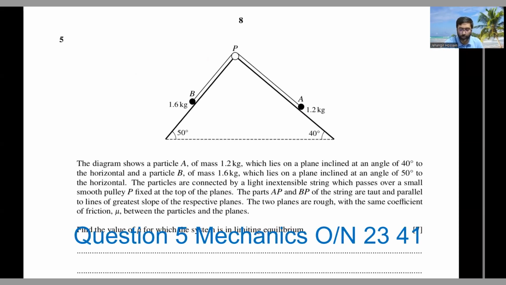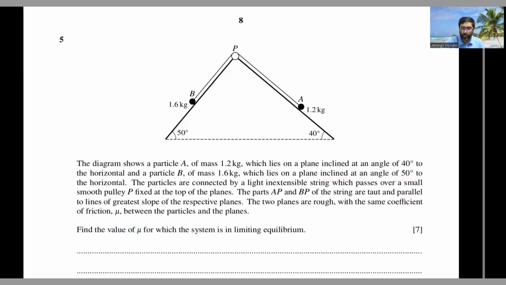The diagram shows particle A of mass 1.2 kg which lies on a plane inclined at an angle of 40 degrees to the horizontal, and particle B of mass 1.6 kg, which lies on a plane inclined at an angle of 50 degrees to the horizontal. The particles are connected by a light inextensible string, which passes over a small smooth pulley P fixed at the top of the plane, with parts AP and BP of the string taut and parallel to the lines of greatest slope.